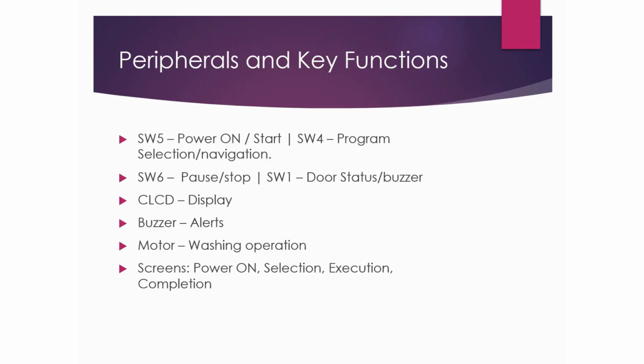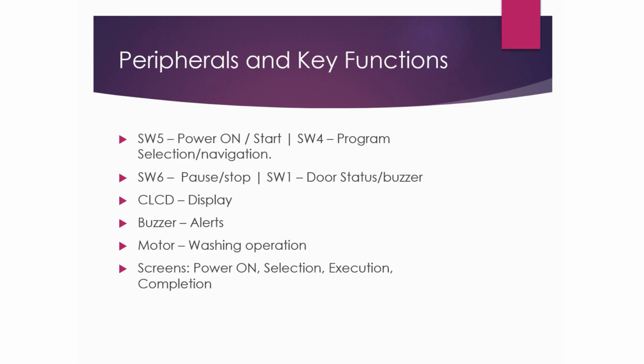Switch 5 is basically to power on the washing machine and start the program. Switch 4 is for navigating through the different programs, and if we want to select a function, then we need to long press on switch 4. And switch 6 is for pause and stopping of the washing machine. Then coming to switch 1, which shows the door status, and the buzzer is on if the door is open while the program is running.